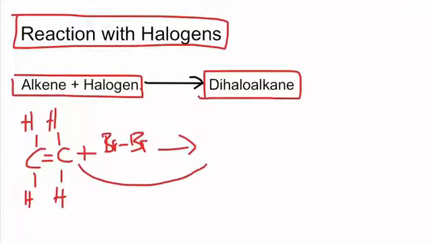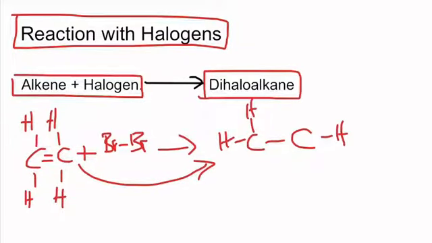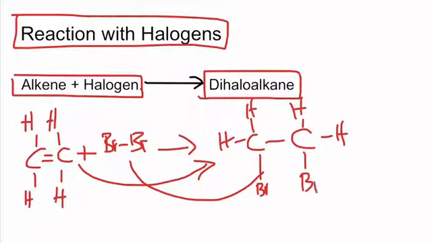So what's going to happen is, once again, the double carbon bond is going to split open to form a single bond. Our hydrogens are going to sit as they were, and then our bromine is going to come and bind to the bottom of this molecule. So we're going to have one bromine here and one bromine here. So hopefully now you can see what we meant by dihaloalkane.